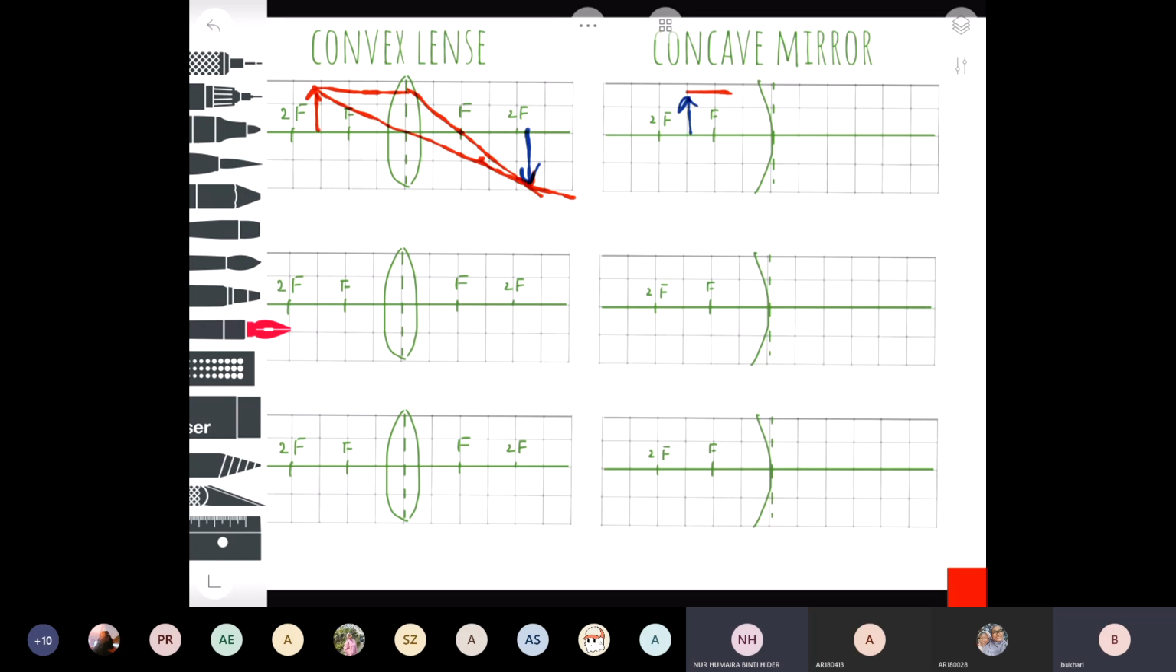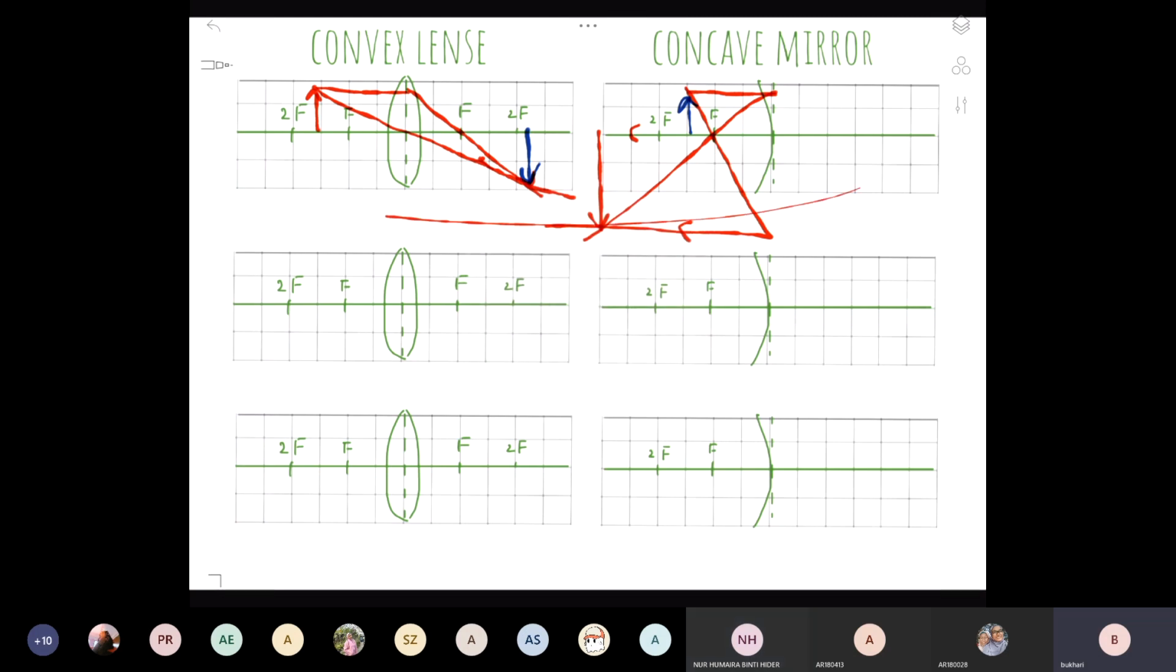The light passes up in a straight line like this, reflected to F, and then light passing through F will be reflected parallel to the principal axis. So these are parallel. Where is the intersection now? Is here, right? This is the intersection. So the image is bigger, inverted, and real.